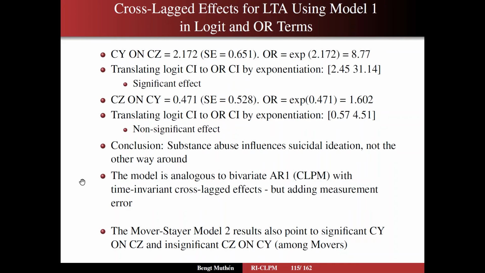It's interesting then to think that this model is actually analogous to a bivariate AR1, that is a CLPM model. We don't use a random intercept. So it's a CLPM model where we have imposed time invariant cross-lagged effects, but with the added twist that we include a measurement error. Now if you try to fix the measurement error at 0 for this LTA, and you can do that, so the off-diagonal probabilities, the measurement probabilities we looked at earlier in part 1, if you fix them to 0, you find that the model fits significantly worse. If you then turn to the mover-stayer model, the second model in the bivariate analysis table that we looked at, that also points to significant CY on ZZ and insignificant ZZ on CY. And this is among the movers, of course.